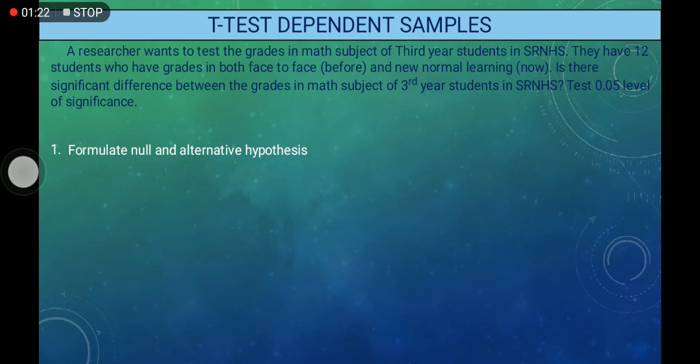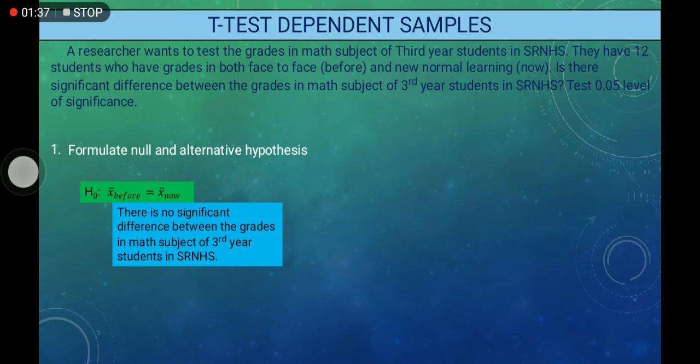Step 1. Formulate null and alternative hypothesis. Our null hypothesis is always equal sign. So our null hypothesis is mean before equals mean now. Therefore, there is no significant difference between the grades in math subject of third-year students in SRNHS.